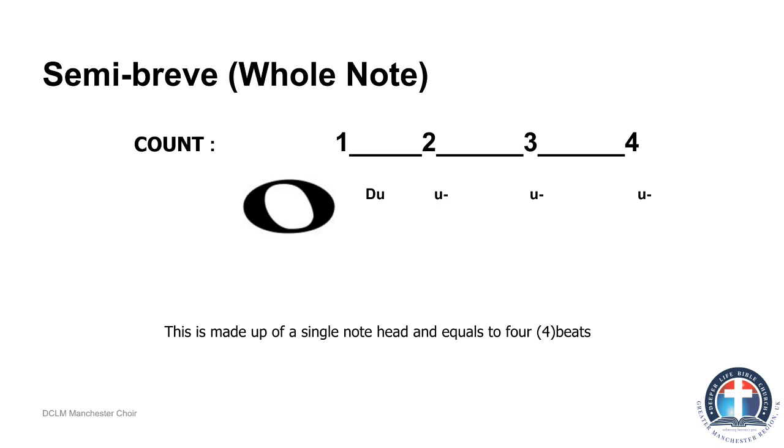First of all, let's look at the semibreve. The semibreve, often called the whole note, is made up of a single note held, and it has a value of 4 beats. So let's count with me. 1, 2, 3, 4. Do. Again. 1, 2, 3, 4. Sound this with me. Do.